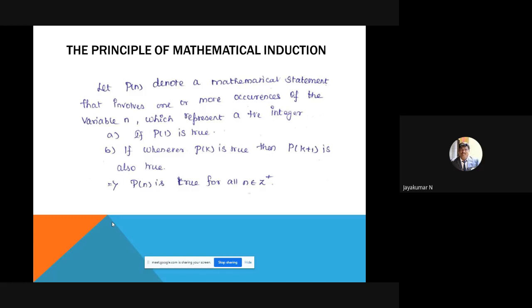Then the induction step: we assume P of k is true, then we have to prove that P of k plus 1 is also true. If you prove it like this, then we can say that P of n is true for all n belonging to the set of all positive integers. So to recall, when n equal to 1 we prove the statement is true. When n equal to k we assume the statement is true. When n equal to k plus 1 we show that the given statement is true. Finally we conclude that the statement is true for all positive integers.